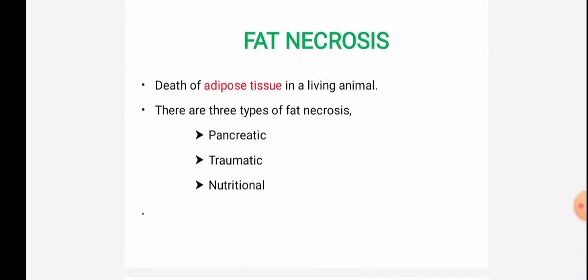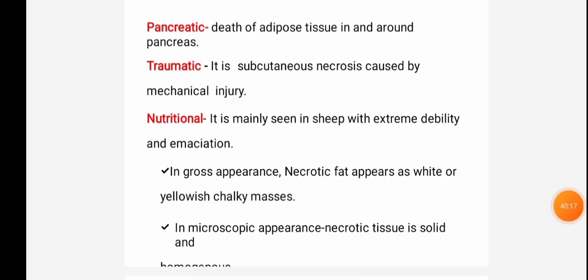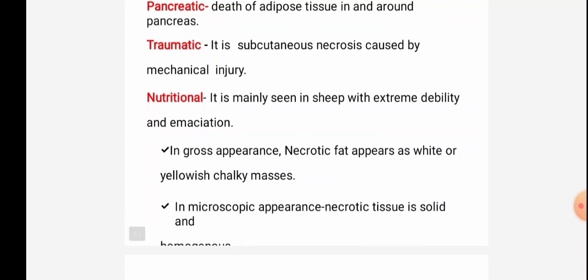The next type of necrosis is fat necrosis. Death of adipose tissue in a living animal is known as fat necrosis. There are three types of fat necrosis: pancreatic, traumatic, and nutritional. In pancreatic, there is death of adipose tissue in and around the pancreas. In traumatic, it is a subcutaneous necrosis caused by mechanical injury. In nutritional, it is mainly seen in sheep with extreme debility and emaciation. In gross appearance, necrotic fat appears as white or yellowish chalky masses. In microscopic appearance, the necrotic tissue is solid and homogeneous.